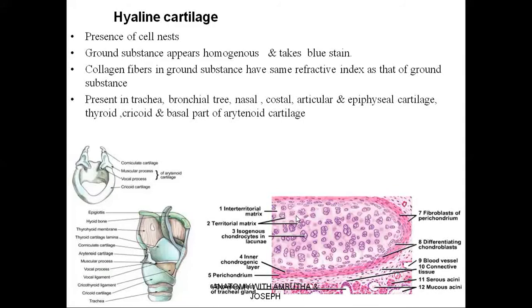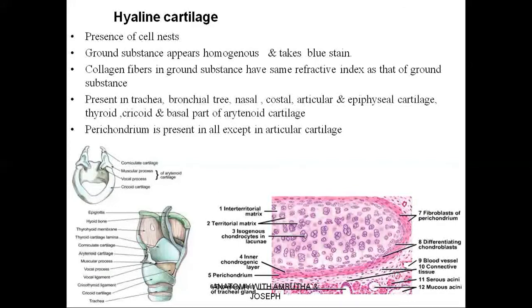And they are present in trachea, tracheal cartilages, bronchial tree, nasal cartilages, costal cartilages, which are near the ribs, articular and epiphyseal cartilages, thyroid cartilage, cricoid cartilage, and basal part of arytenoid cartilage. These are the areas where hyaline cartilage is present.